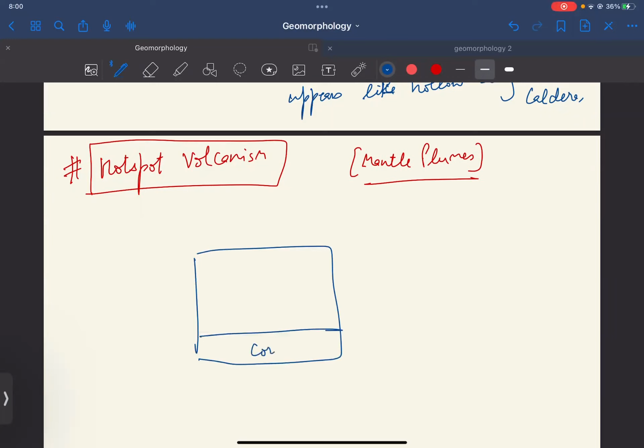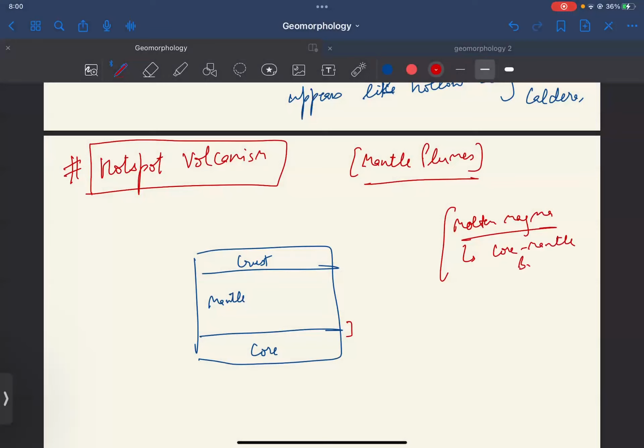Suppose this is core, this is mantle, and this is crust, or you can say plate. So in simple terms, what are mantle plumes? See, first of all, you need to be aware of that molten magma. They originate at two areas. One is core mantle boundary. Second is that asthenosphere region. So these are the two areas from where molten magma originates inside the earth. Right?